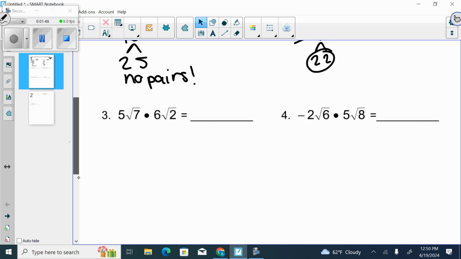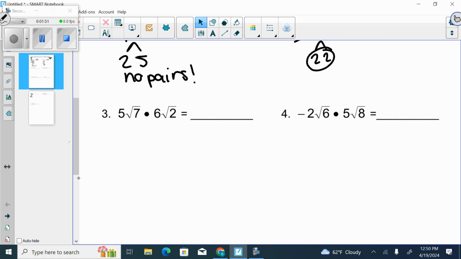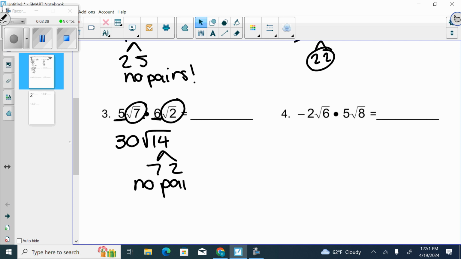Number 3. Okay, so this one, kind of like this here, right? I multiplied the numbers in front of the variables and I multiplied the variables. So here, I'm going to multiply my numbers that are in front of my square roots first. So that will give me 30. And then I multiply the ones under the square roots together. 14. Okay, I check to see if I can split 14 into anything. All it splits into is 2 and 7, right, and that's not any pairs, right? Okay, so no pairs. So my answer is just 30 square root of 14.